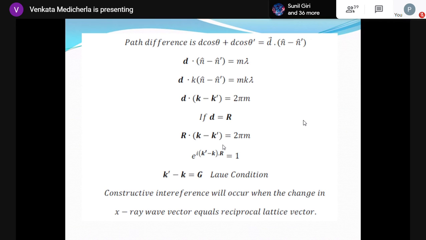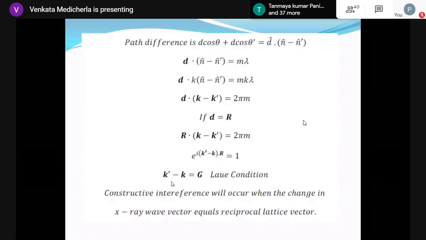If you look at your reciprocal lattice definition, e power i into G dot R is 1, right? R is the Bravais lattice vector. e power i into G dot R is 1, and the same result we are getting here. In that case, k prime minus k must be equal to a reciprocal lattice vector. Otherwise, that equation is not satisfied. So that is called the Laue condition. k prime minus k is equal to a reciprocal lattice vector.